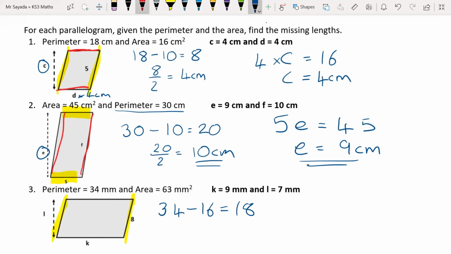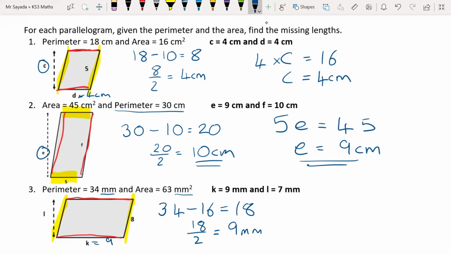That 18 is these two other sides, this one and this one. So those two red sides must add up to 18. So each of those red sides must be what? Say your answer to the video now. Each of those red sides is half of 18, which is 9 millimeters here, because my perimeter was given in millimeters and my area in millimeters squared. So I've used the perimeter to find K. So K is 9.